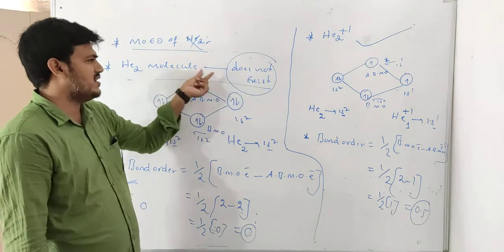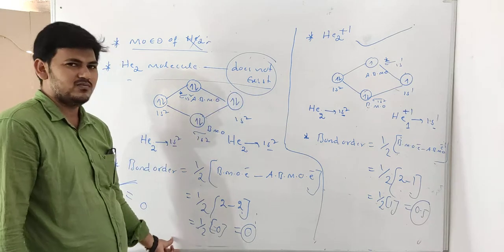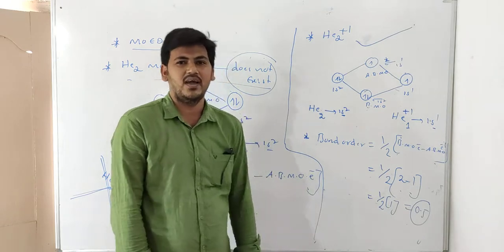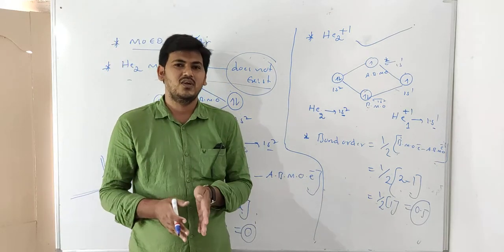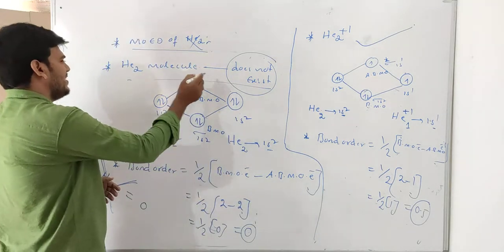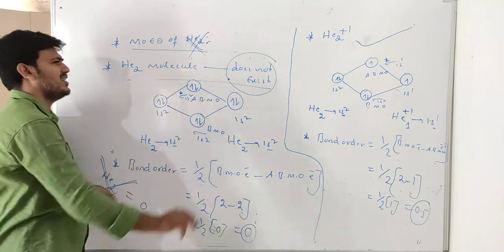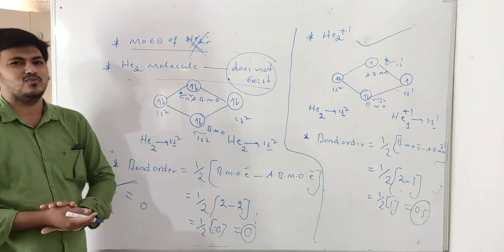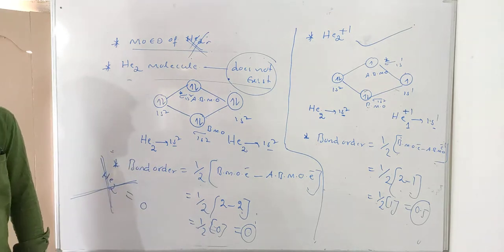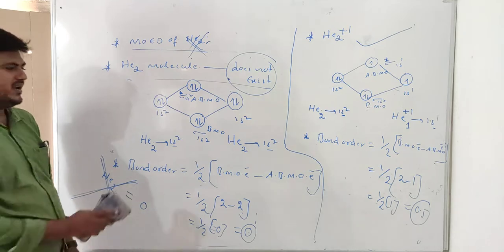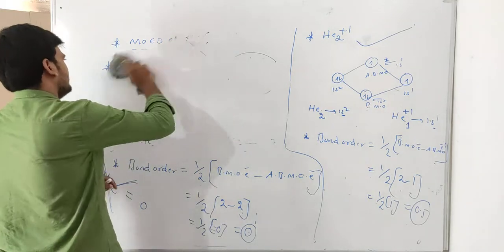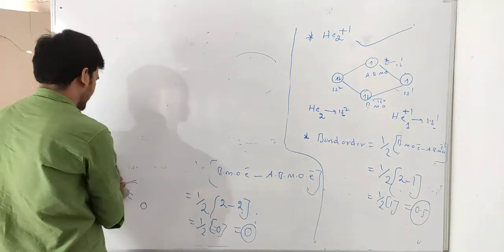So helium 2 molecule does not exist because bond order is 0, but helium 2 plus 1 exists because bond order is 0.5. If bond order is equal to 0, the molecule does not exist. So this is MOED, molecular orbital energy level diagram. Close. And next topic. MOED close, molecular orbital energy level diagram.